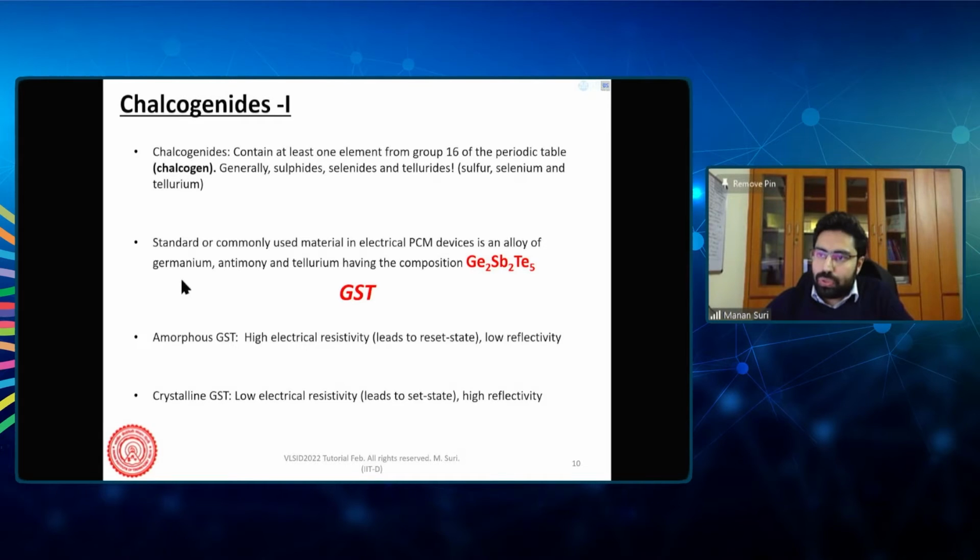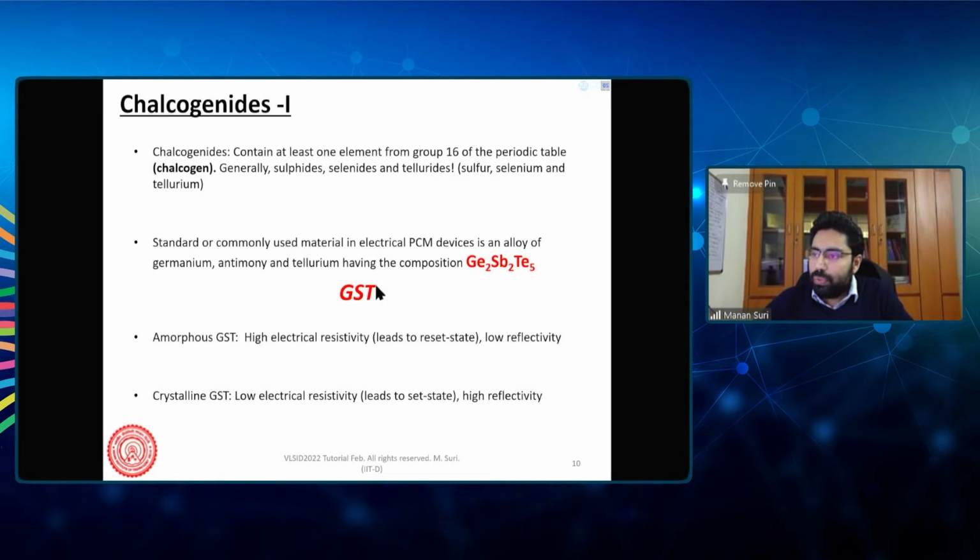Now, one of the most common, or let's say gold standard in some way, material for electronic PCM devices is known as GST. So that is the short acronym. And GST is essentially germanium, antimony, tellurium in the stoichiometry 225. So now there is a lot of science and material engineering behind arriving at this stoichiometry, taking care of what properties, reliability, and trade-off the device exhibits. So it's not just by chance; it's very carefully engineered.